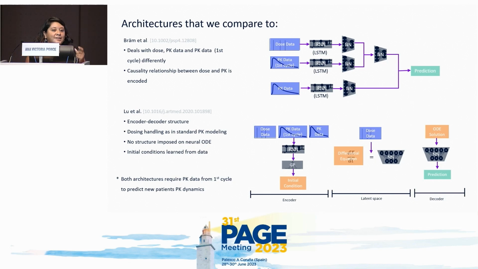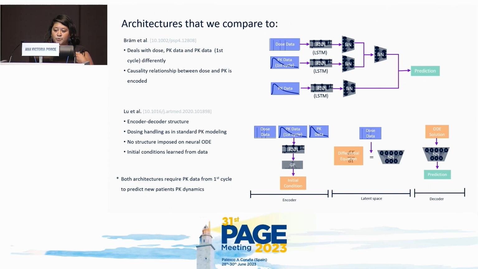An important aspect of these 2 architectures, as you can see, is that both of them consider the PK data from the first cycle. This means that whenever you want to make model predictions for completely new subjects, these architectures cannot do that. However, you can do a small fix, which would be just not considering the part of the model that considers this first cycle. We will actually see in the results what happens if you do this.